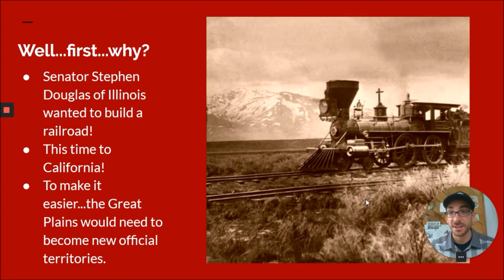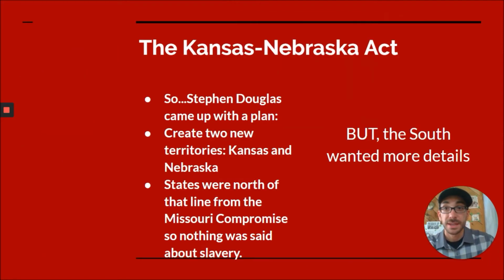This started because of Senator Stephen Douglas of Illinois, who later on, if you've already gotten to it, is in a campaign against Abraham Lincoln for a Senate seat in Illinois, and then in 1860, for President of the United States. He wanted to build a railroad, of course, westward expansion. Remember, everybody, it's go out west, it's our destiny. And railroads are super cool, so let's keep doing railroads. He wanted to build this railroad to California, and Stephen Douglas said, to make it easier, the Great Plains needs to become new official territories, not just one hunk of land. It needs to be more organized. So he said, let's have Kansas and Nebraska be a new territory.